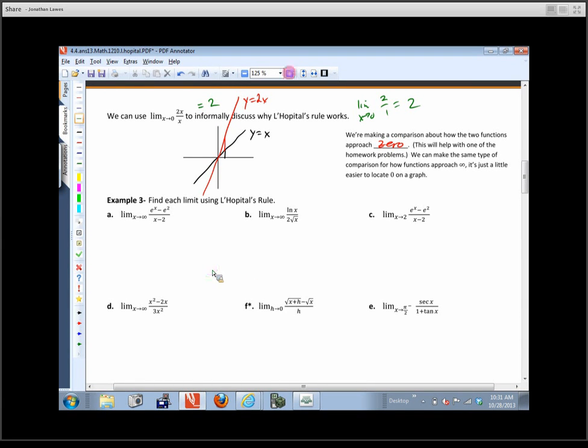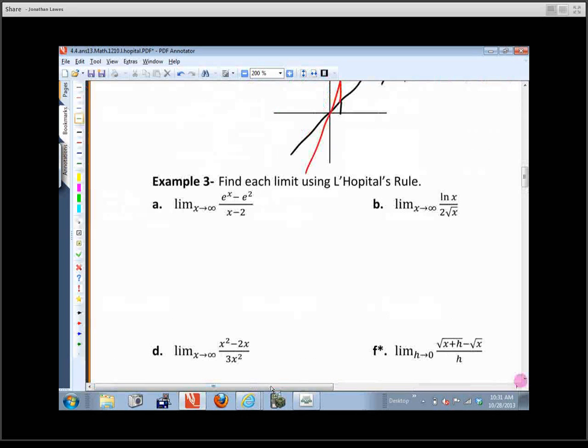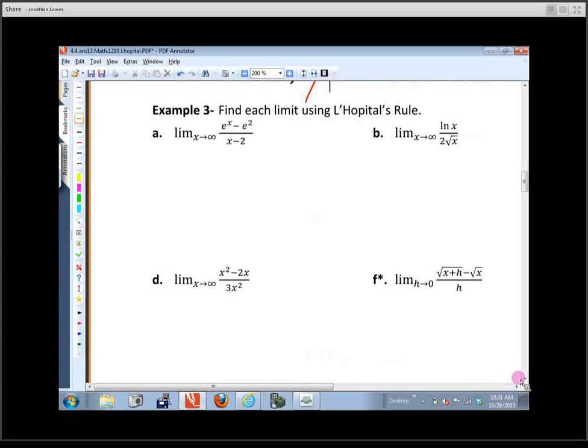So let's take a look at a couple of examples. These are a little bit more interesting because they're more interesting functions. And they're also not always approaching 0. It's not always going to be 0 over 0. So this is the limit as x goes to infinity of e to the x minus e squared over x minus 2. So this is going to be some gigantic number minus 8. And this is going to be some gigantic number minus 2. So this is infinity over infinity. Cite the fact we're using L'Hopital's rule and apply it.